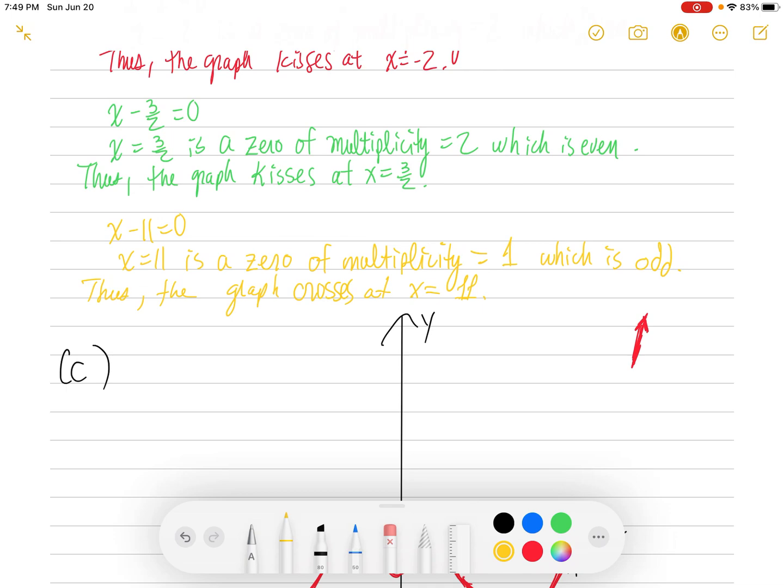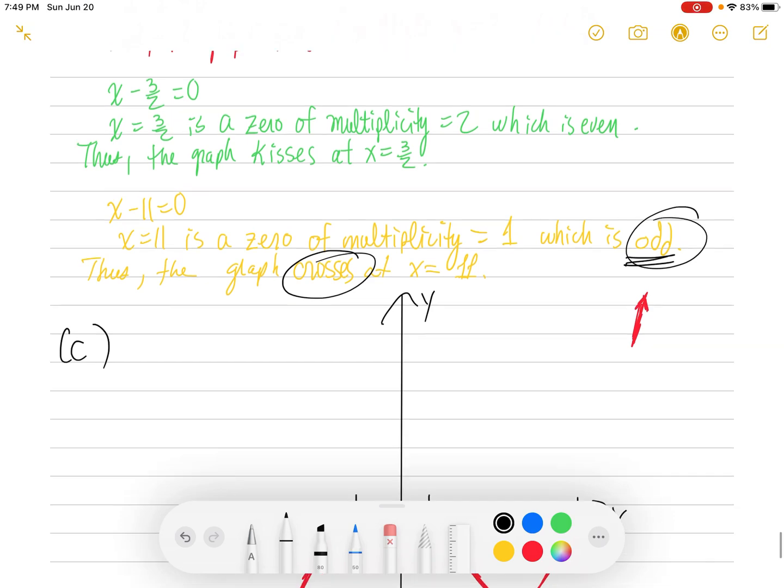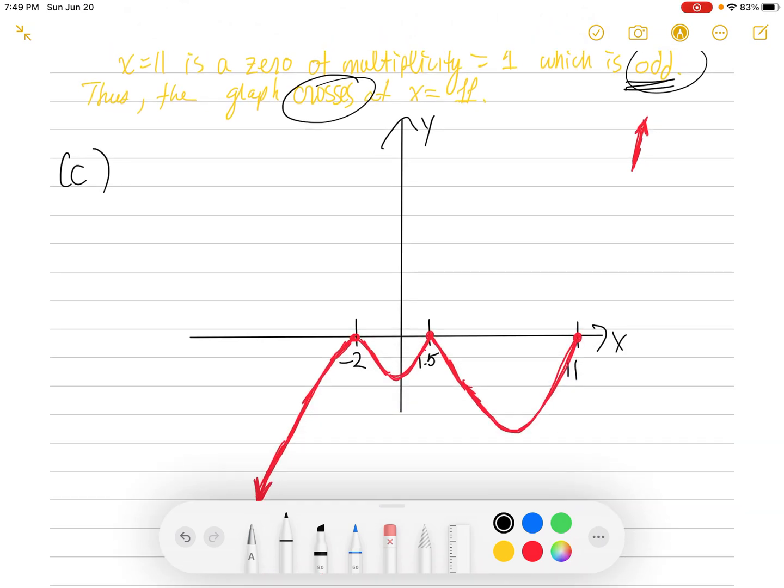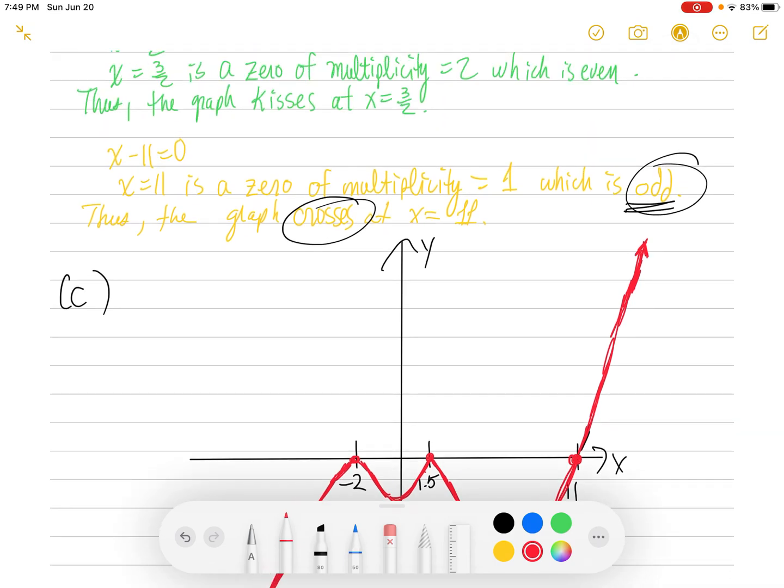Why should it have crossed? Because we had an odd multiplicity, right? Odd multiplicity means you cross. I don't know why I said kiss. So we should be crossing there. We should be coming across there at 11, and then connecting to that up arrow. Yeah, odds always cross.